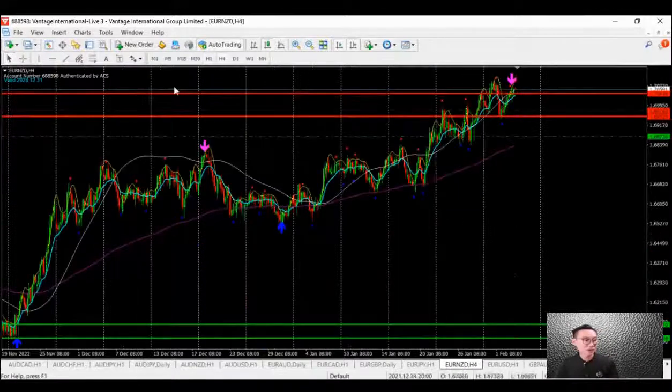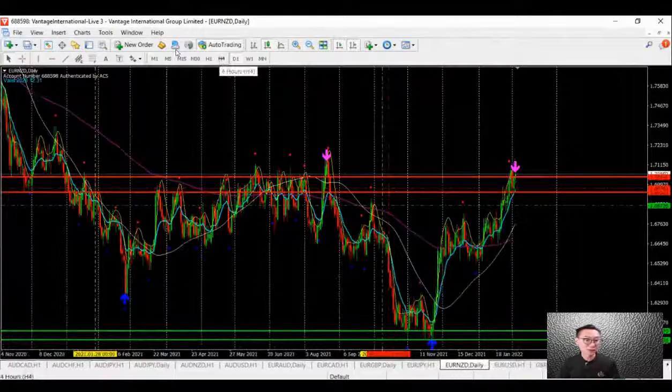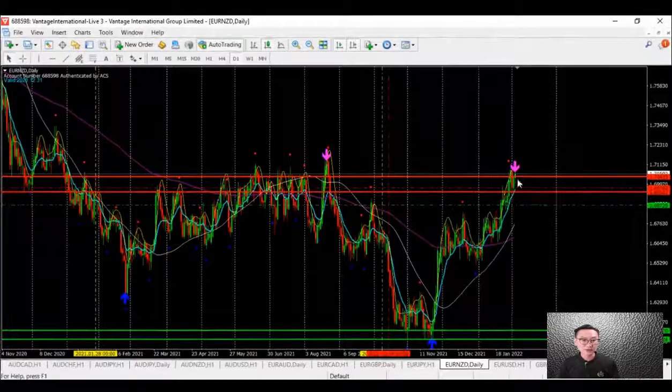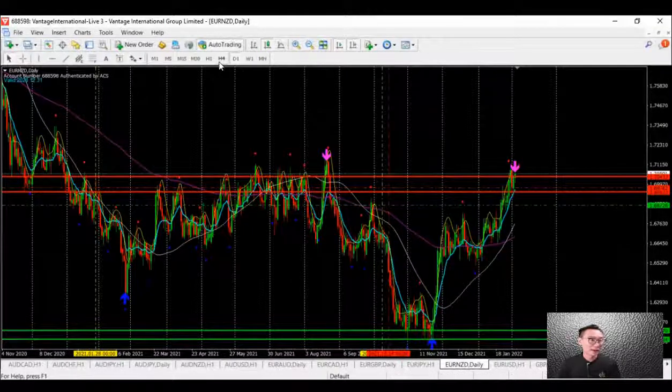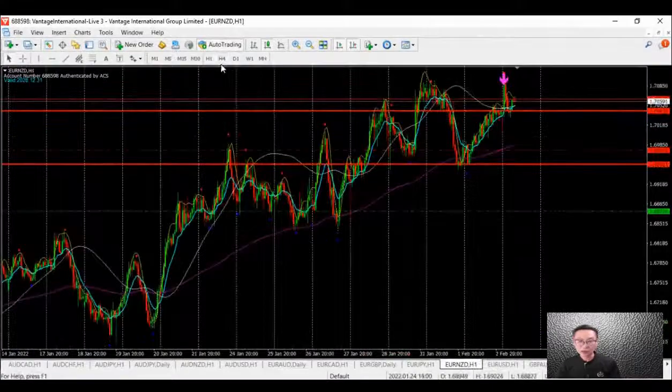All right, so let's move again. Euro Kiwi is actually breaking up in the bull market. It's trying to break out of the bear zone. So tentatively, it's still going for a bull. Currently, it's good for buying, not for selling.